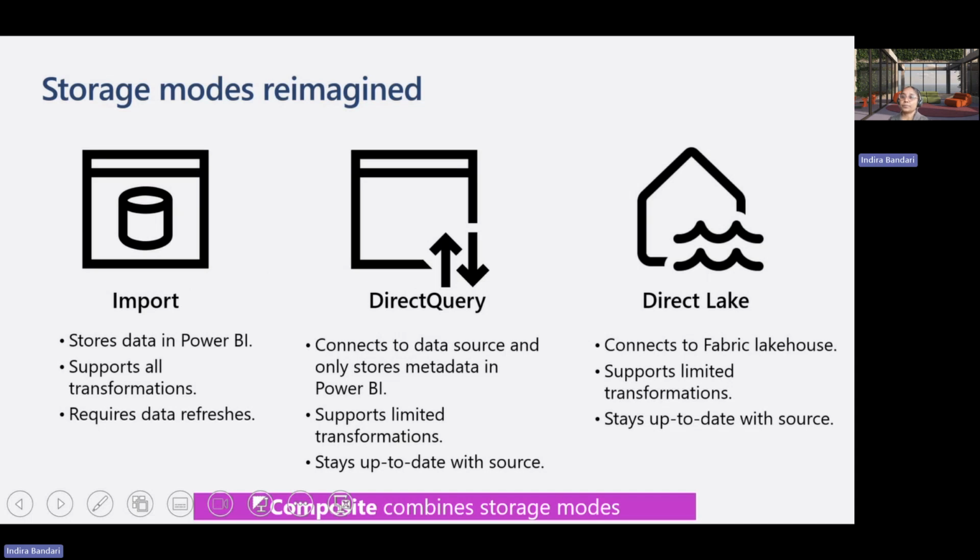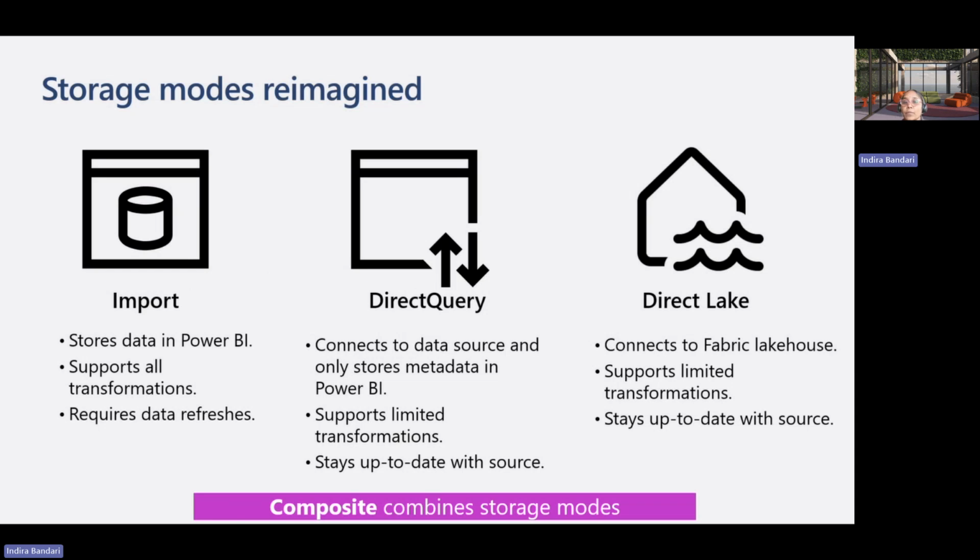Now, when designing a scalable semantic model, selecting the appropriate storage model is very crucial. Depending on your data source, you have four options: import, direct query, direct lake, and also a composite model. Each mode has its own advantages and considerations to ensure optimal performance and scalability.